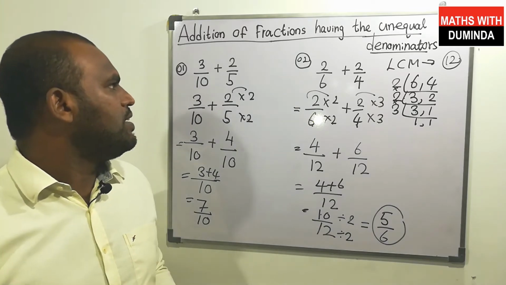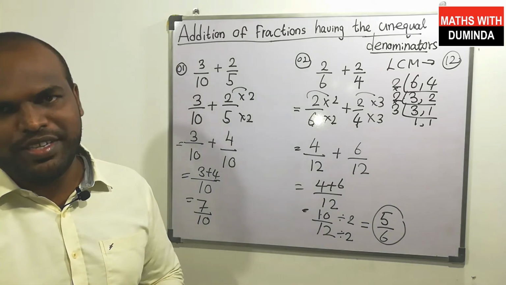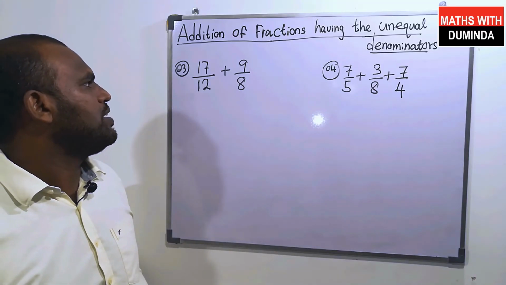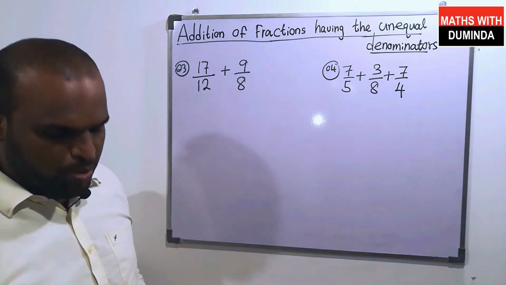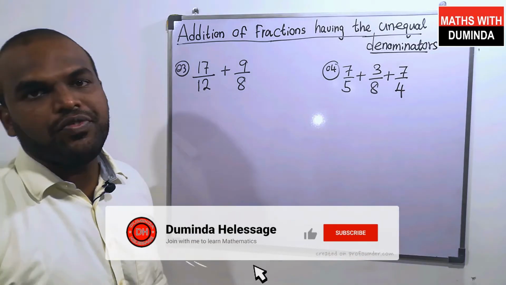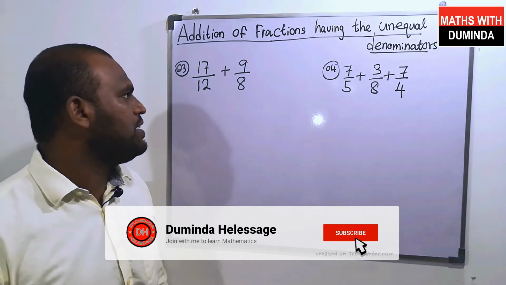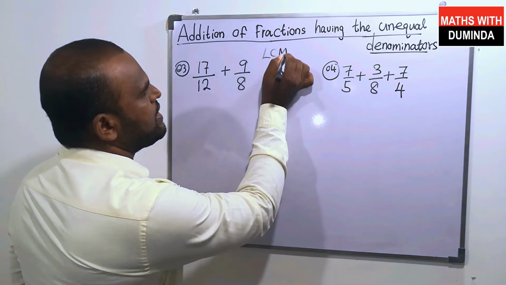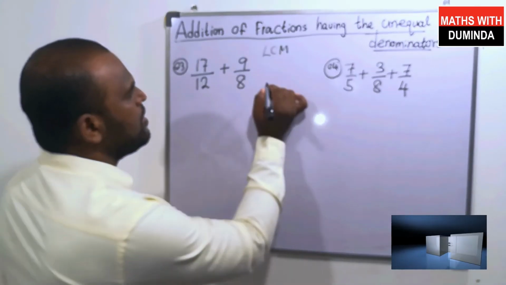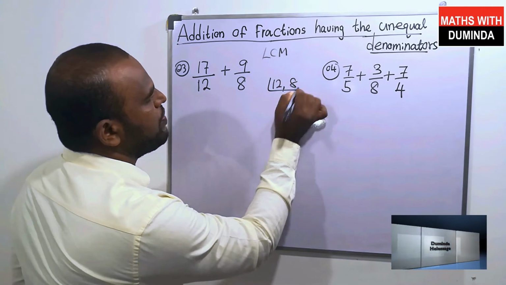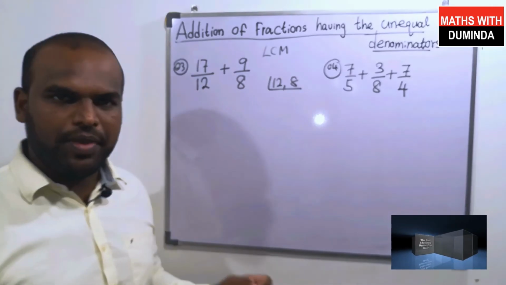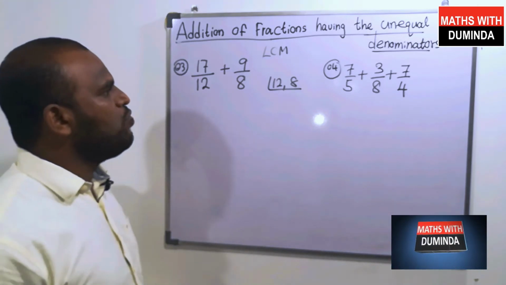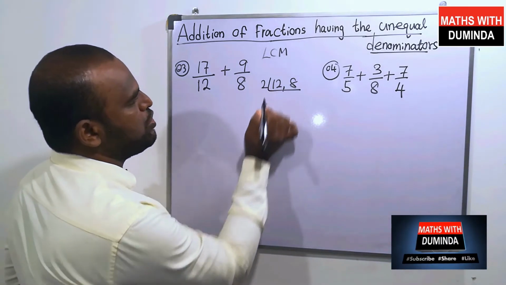I'll take another 2 examples, then you will be able to understand this further. Example number 3, we have 17 out of 12 plus 9 out of 8. Both denominators are unequal, therefore we have to make them equal first. To do that, we need to get the LCM of these two digits, least common multiple. So 12 and 8, how do we divide? We divide by the smallest prime number. Prime numbers are numbers that are divisible only by itself and 1. So let's divide by the smallest prime number, 2.